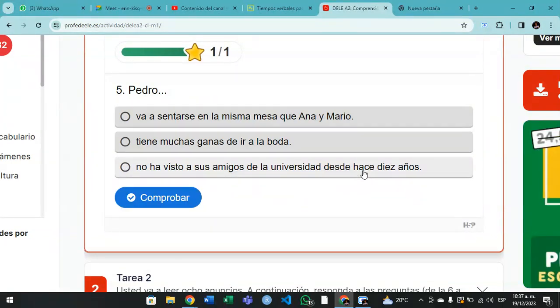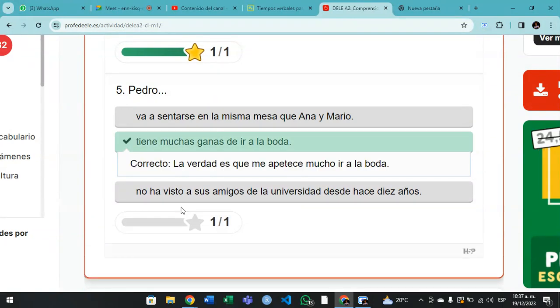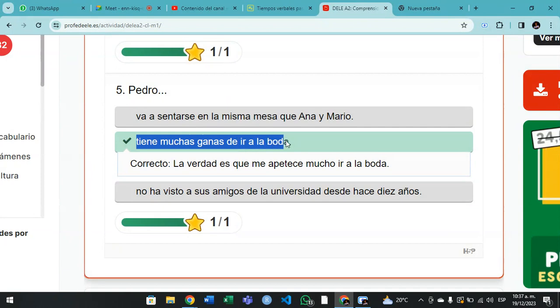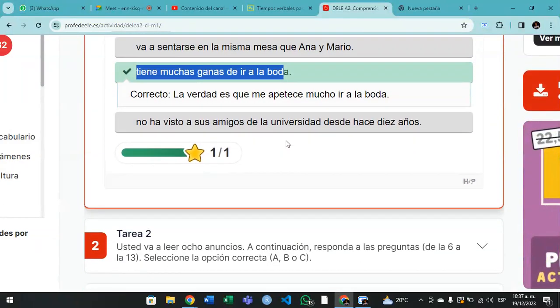I'm going to say B. Yeah, it's B because over here, "me apetece mucho ir a la boda" is the same thing as saying "tiene muchas ganas de ir a la boda." Okay.